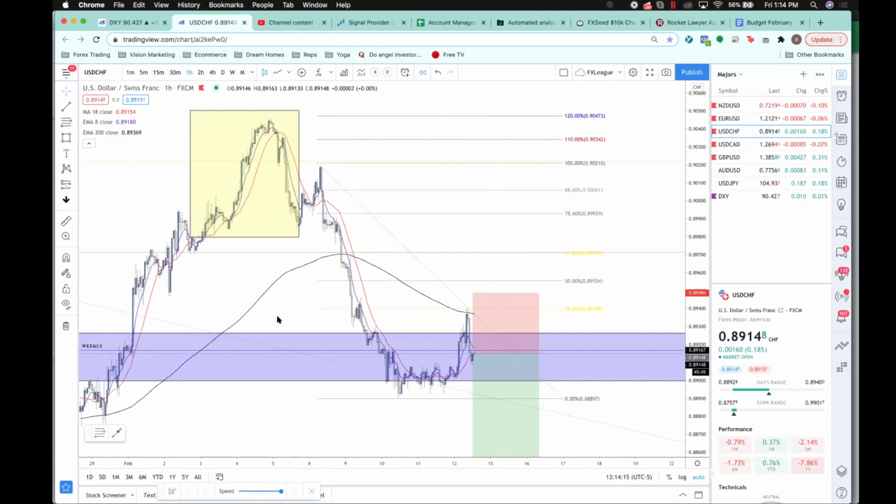So for a beginner, if you're going to risk 1%, you need at least like $250, realistically.